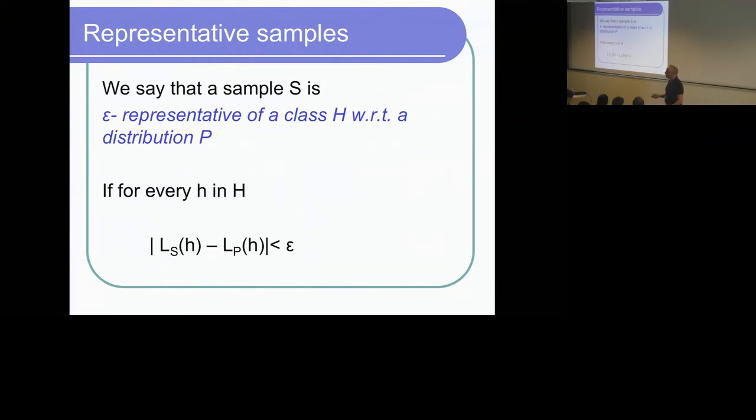A representative sample for a class H says that for every element in H, if I evaluate how good it is with respect to the sample, it will be close to how truly good it is. So a representative sample is a kind of reliable sample. Every member of H, I can estimate on the sample and get a good enough answer. So that's a notion of an epsilon representative sample for a class H, because it just has to be correct for h's in H. It's epsilon representative with respect to distribution P. That is going to be a very useful notion. The sample gives me reliable information.